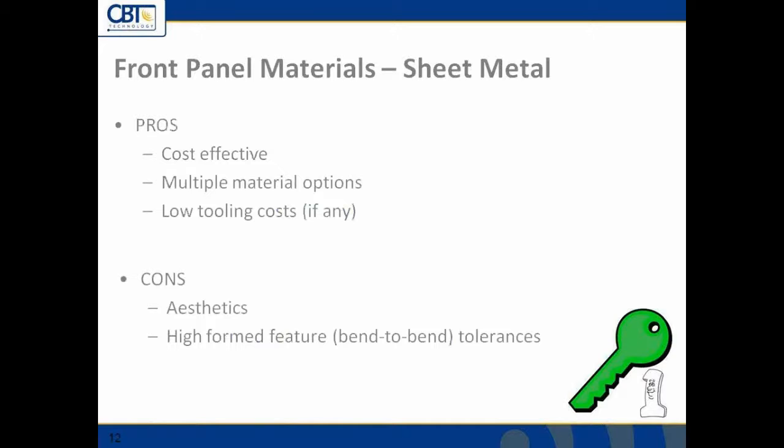So if we take a look at some of the pros and the cons, we sort of discussed some of this already, but it's a cost-effective way to go. Very low tooling costs, actually, if any, in a lot of cases. You can get into some very small quantities of sheet metal parts without really having to worry too much about the tooling costs being high, if any at all. And then, of course, having multiple options for different types of materials can be an important thing too. So that's a good thing.